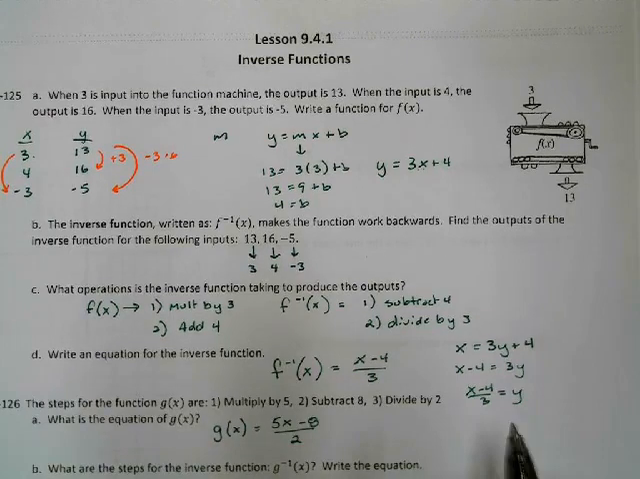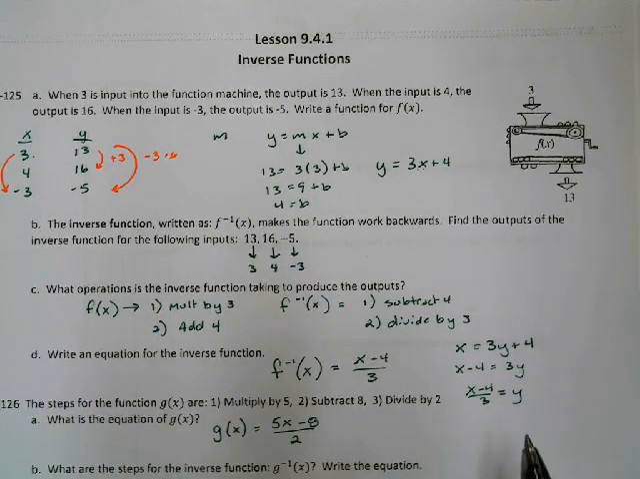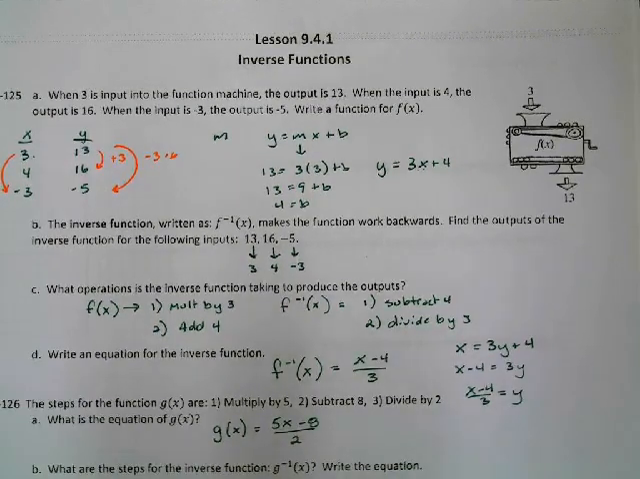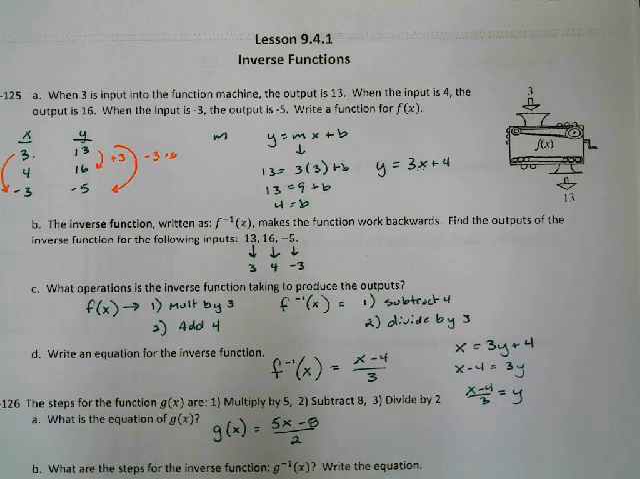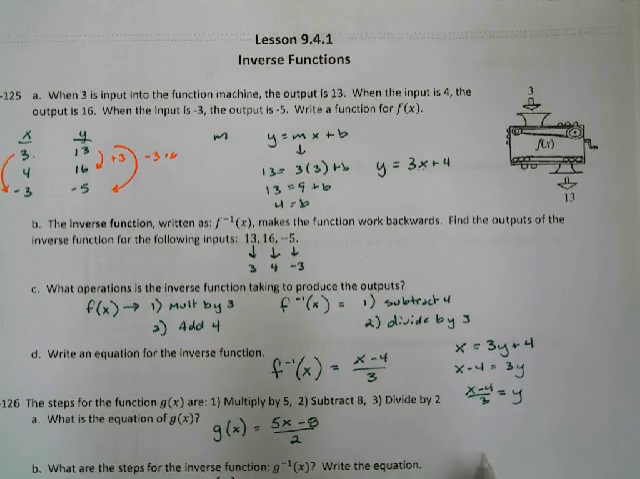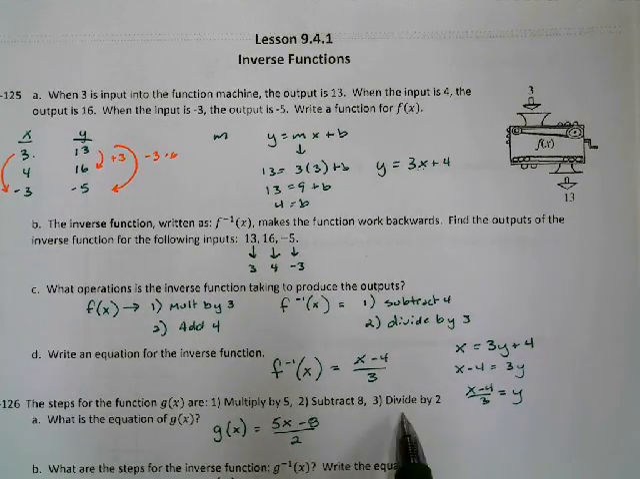So there's our function. If I wanted to do the inverse of that, I would go in reverse order and do the opposite operation. So g of -1, I would start by multiplying by 2. Then I would add 8.